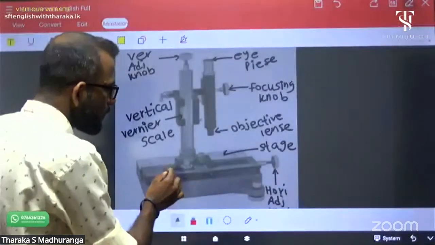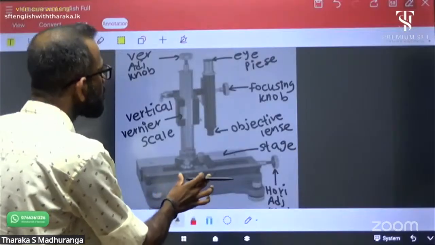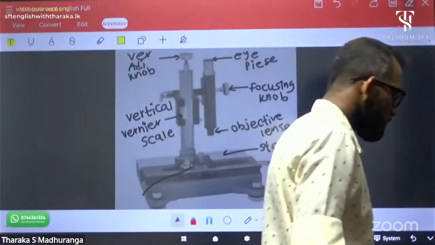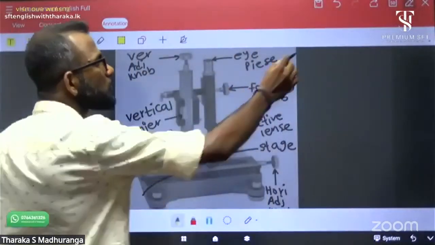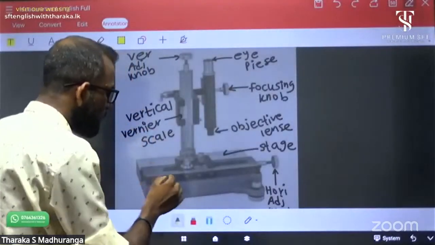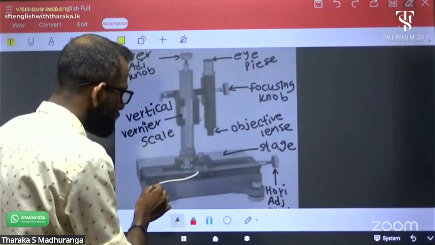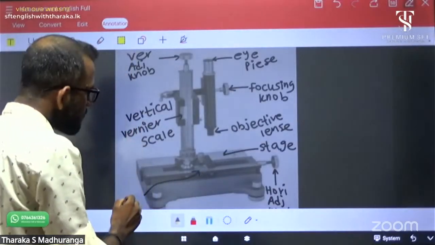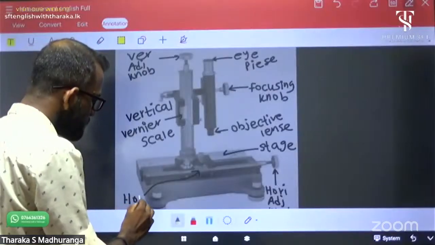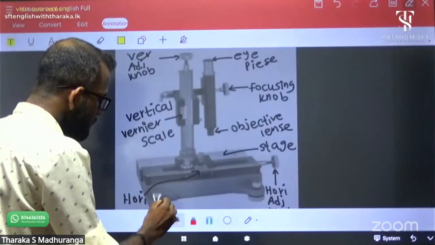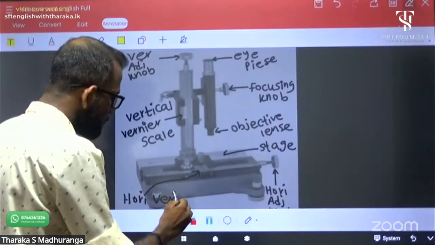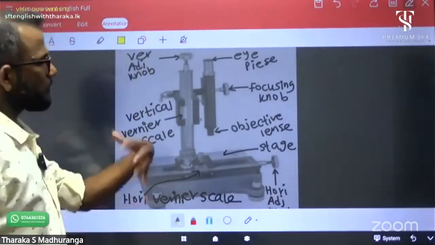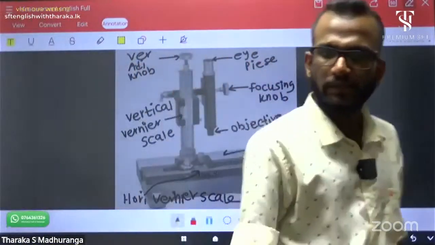And this is the horizontal vernier scale. Horizontal vernier scale. Okay, that's enough. Those are the basic parts.